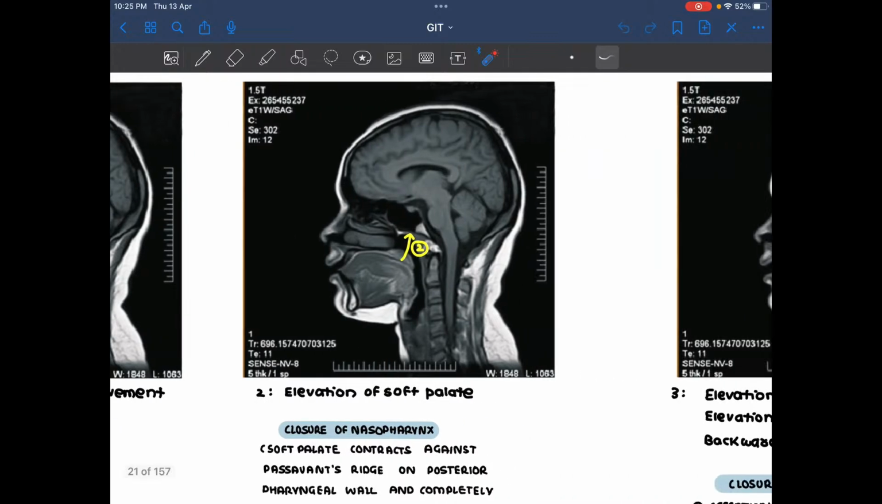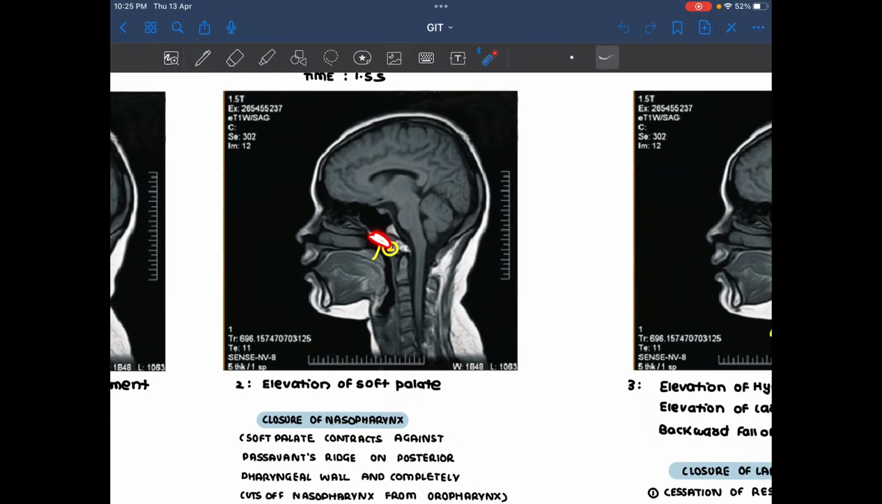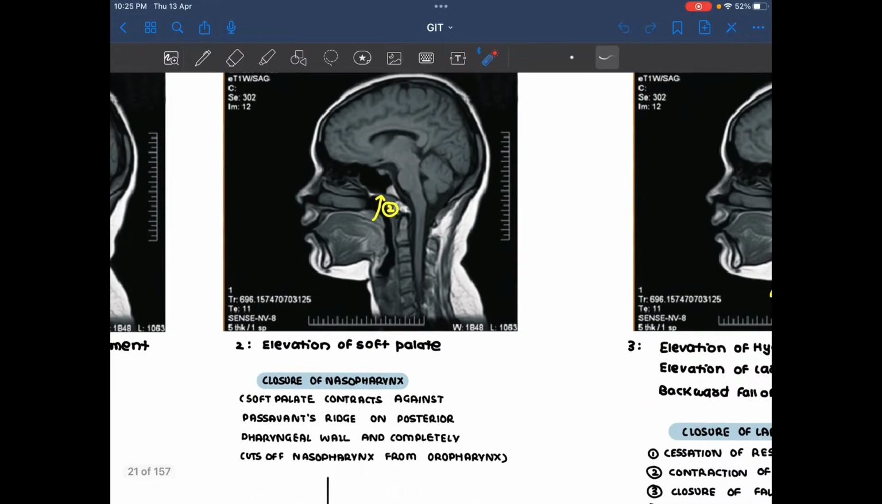Second, what you're going to develop is this soft palate right here. It's going to move upwards. Why is it moving upwards? Because we know that हमें ये food को nasopharynx के अंदर नहीं पहुंचाना है, ठीक है? So how do we ensure that? आप अगर soft palate को move up कर दोगे, it's going to contact with the Passavant's ridge, है ना? It's going to contract with the Passavant's ridge that is present on the posterior pharyngeal wall, और इसके कारण it's going to seal the oropharynx from your nasopharynx.